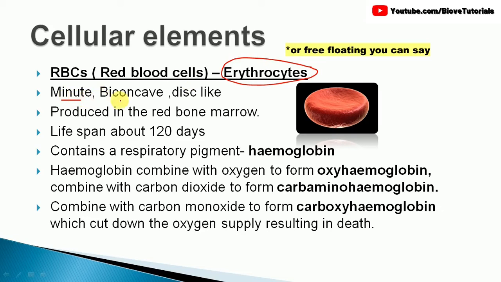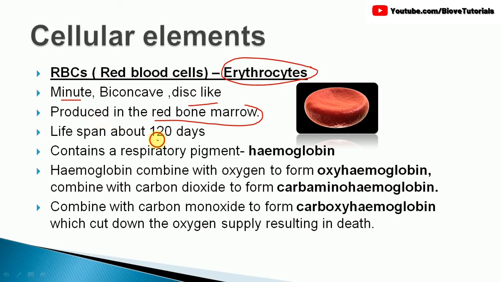So they are minute, biconcave. Here is the structure of RBC, if you see. Biconcave, they are concave from the upper part and also concave from below, and they are disc like. So this is the structure of RBC. They are generally produced in the red bone marrow. Okay, bone marrow is a spongy tissue found inside the bones. Red bone marrow is generally found in long bones, like in the hip or the breast bone. And in the red bone marrow only these RBCs are produced.